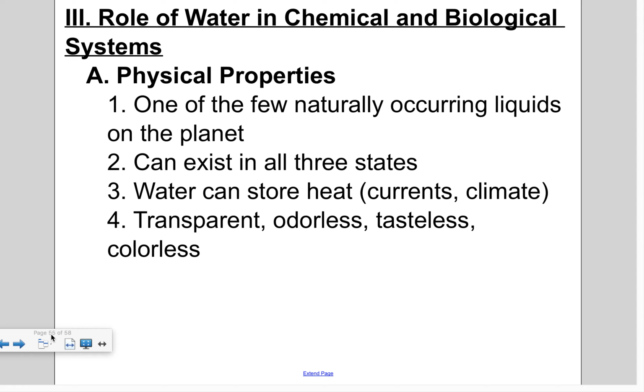Physical properties. Water is one of the few naturally occurring liquids on the planet. It can exist in all 3 states, which is an awesome thing for us. It can also store heat. It's the reason why we have ocean currents and different climates.